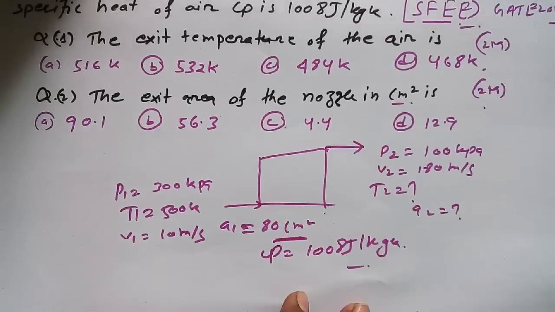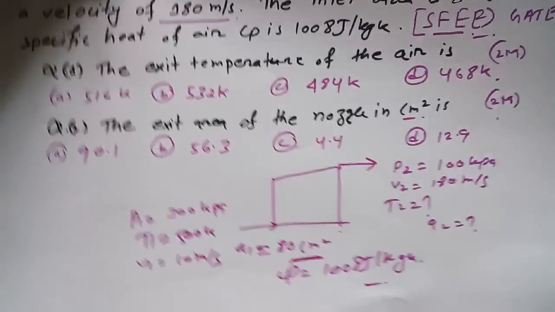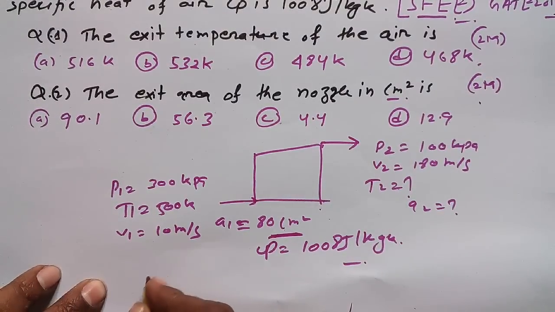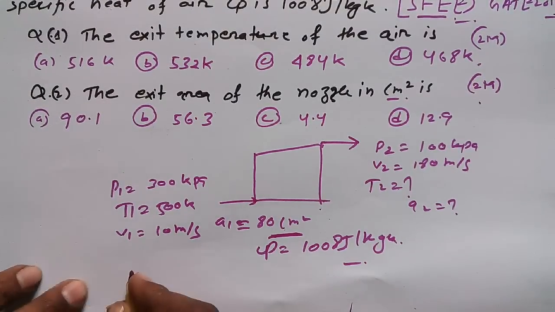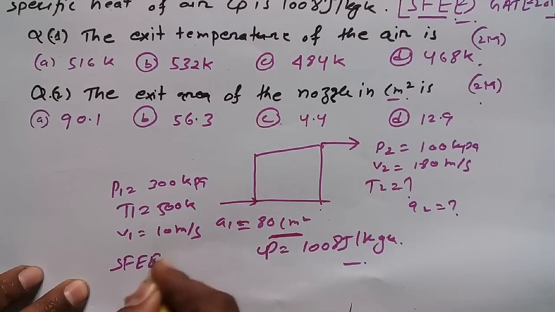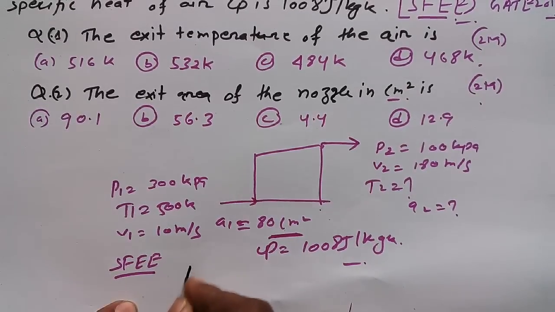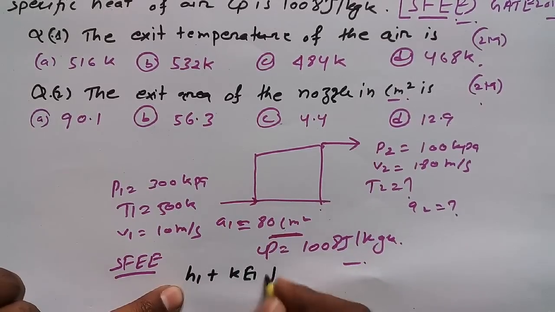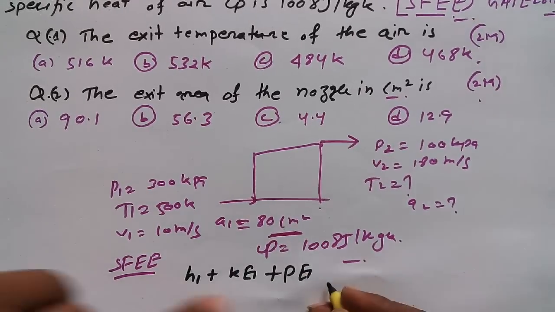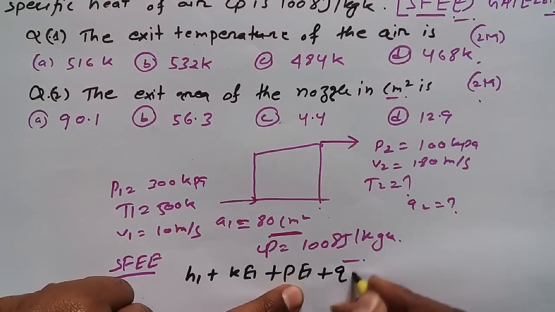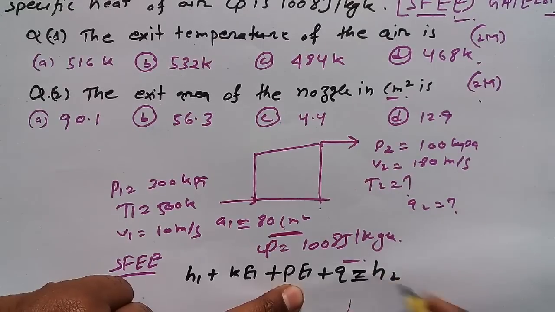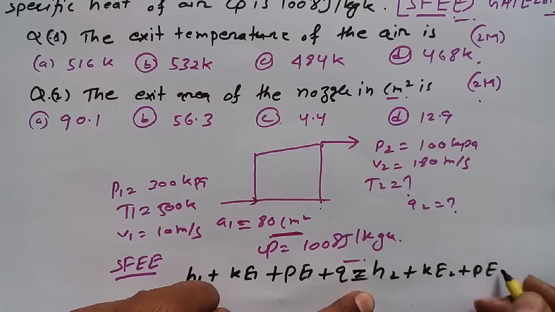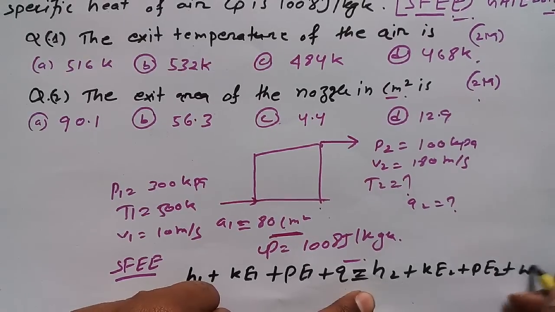So what we have is a topic, that is the steady flow energy equation. What is that? Let me write here. According to the steady flow energy equation, SFEE, we have H1 plus kinetic energy 1 plus potential energy 1 plus Q is equal to H2 plus kinetic energy 2 plus potential energy 2 plus W.